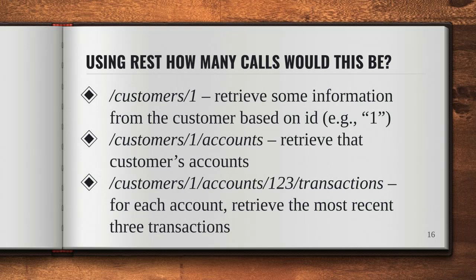Now, how would you get the most recent 3 transactions? Anyone have any idea of how you would do that using REST? Okay, it's hard, right? Either people are shy or they don't know, but it's hard because usually a traditional REST call like this would return all of the transactions, right? So you have a choice. You can do that and then filter, maybe you filter on the UI, or you can make a specific REST call. You call it most recent 3 transactions, right? And you can do that too.